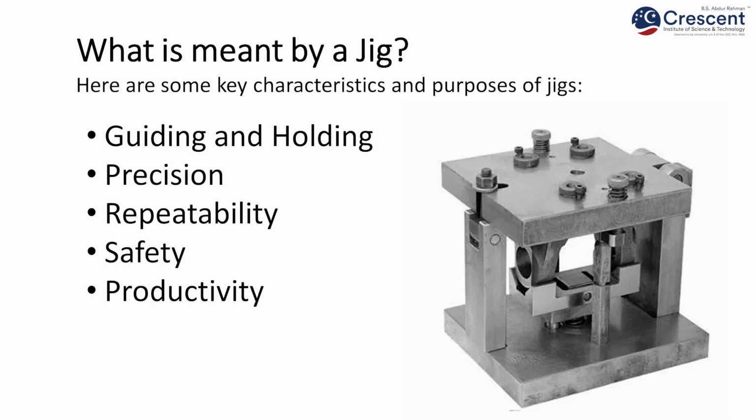What about the safety part? Of course, jigs can always improve the safety by reducing the need for operators to handle or manipulate workpieces directly, minimizing the risk of accidents and injuries that might happen. Of course, the productivity, yes. Jigs help streamline the manufacturing process, reduce the setup times and also increase the efficiency of operations, which we already covered in the first slide itself. So ultimately leading to higher productivity.